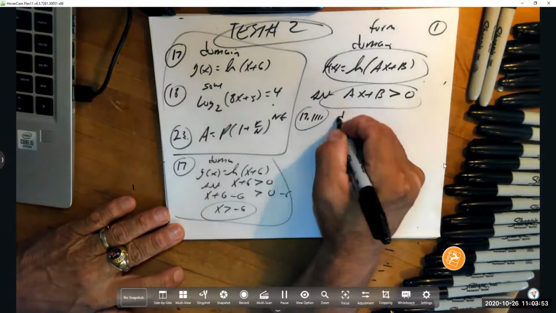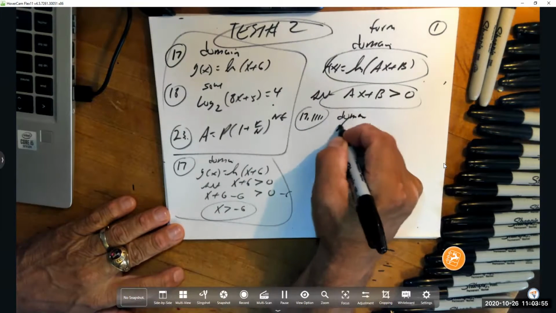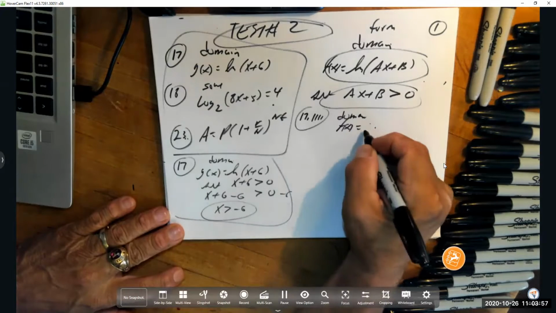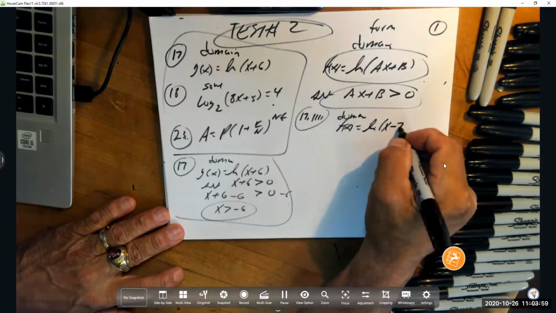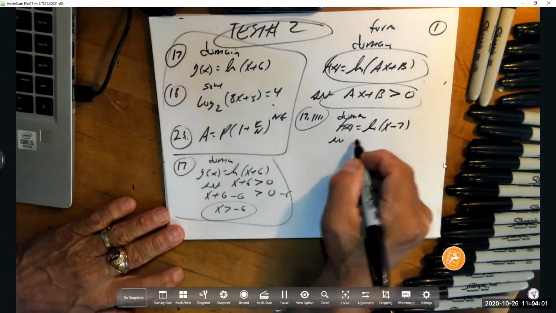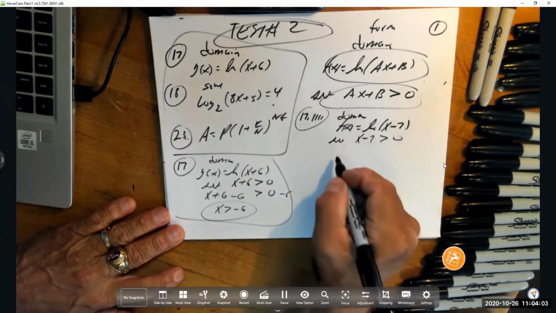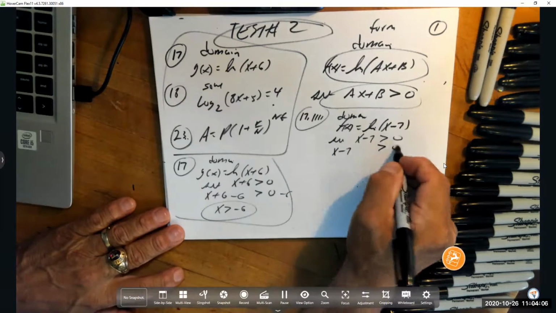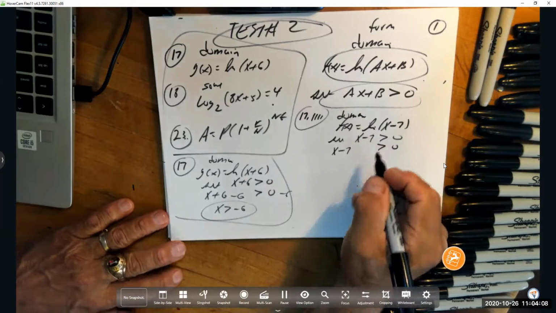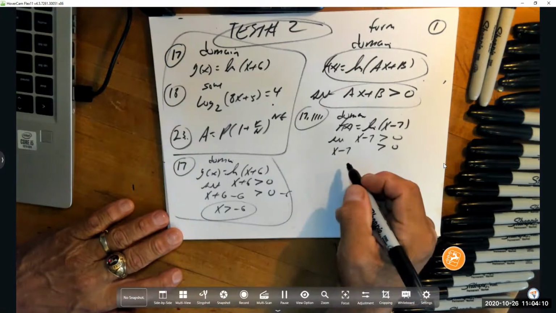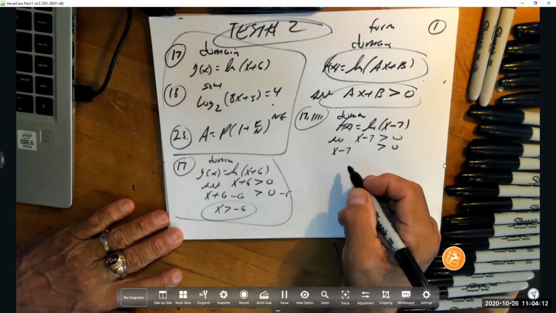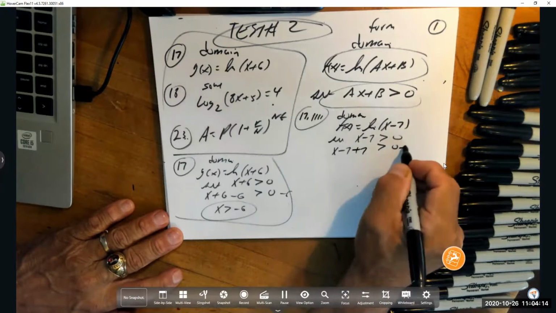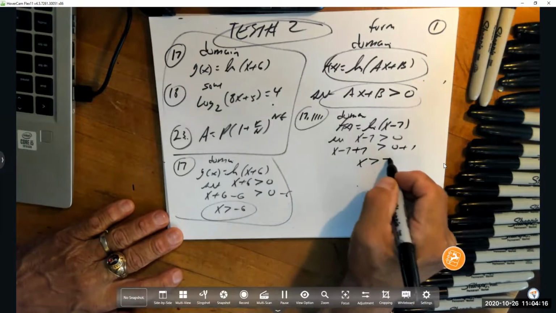17.111. Says find the domain. f of x is ln(x minus 7). So you set it up: x minus 7 bigger than 0. All right, so next step, what do you do to both sides? Add 7. So x is greater than 7.